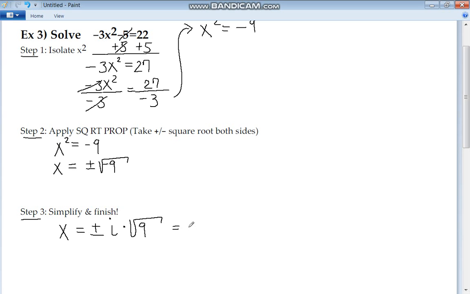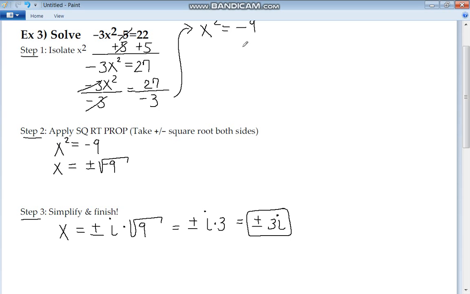You see that? We factored out the square root of negative 1 and we renamed that i. Well, what is that equal to? That's plus or minus i times, what's the square root of 9? It's a number whose square equals 9, so it's 3. And finally, we put the 3 in the front for our final answer, plus or minus 3 times i. So we have two solutions here, and one is a positive 3i and the other is a negative 3i.